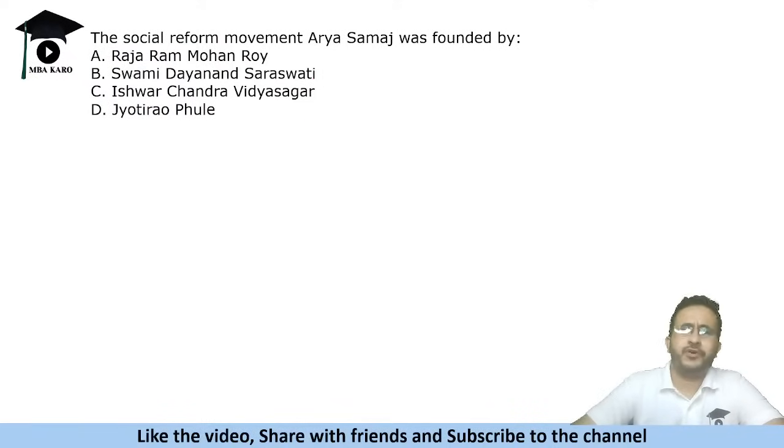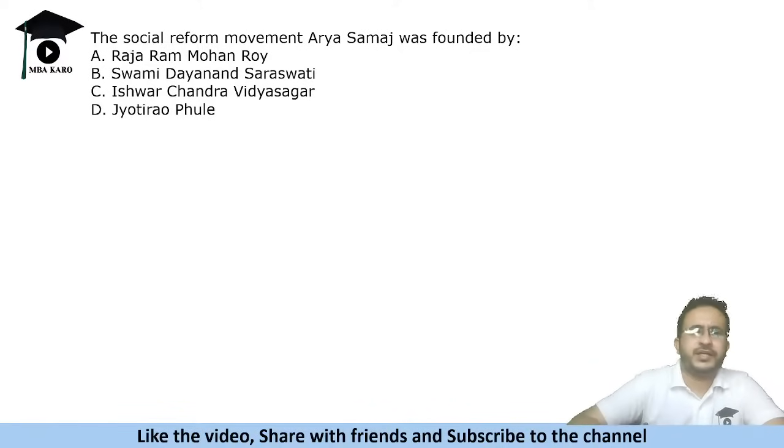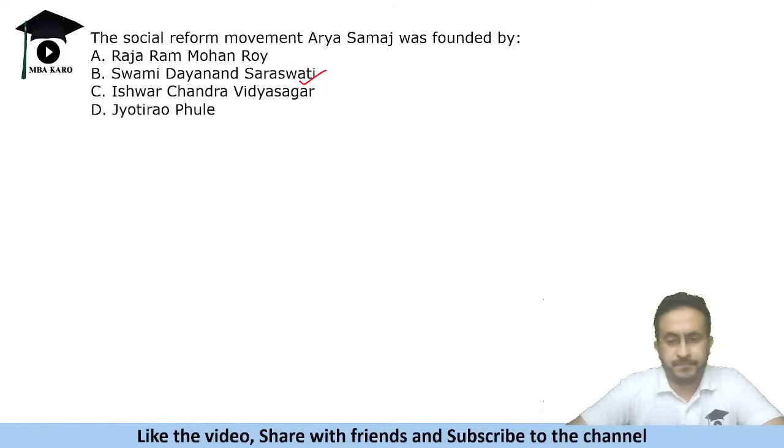The social reform movement Arya Samaj was founded by which of these persons? Do read about these Indian social movements, who started which movement. There are different ones like Satya Shodhak Samaj, Arya Samaj, Brahmo Samaj. So there are these three or four. Swami Dayanand Saraswati is the right answer.